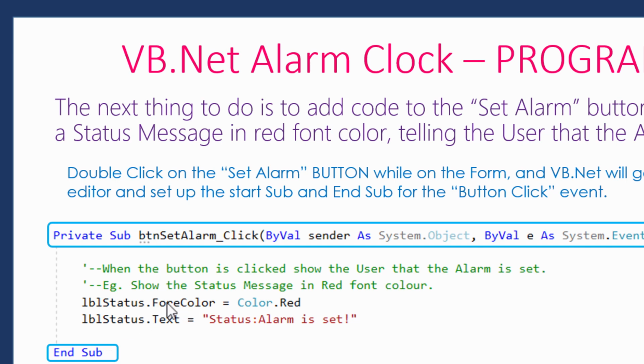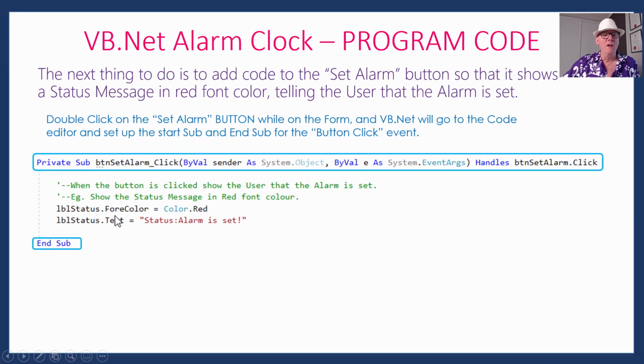So this, the fore color or the font color, remember it has that silly fore color. You do color.red, which will change it to a red color. And this text in there, we now want it to say status alarm is set rather than saying status alarm not set. All right, so we put those 2 lines of code in there active.